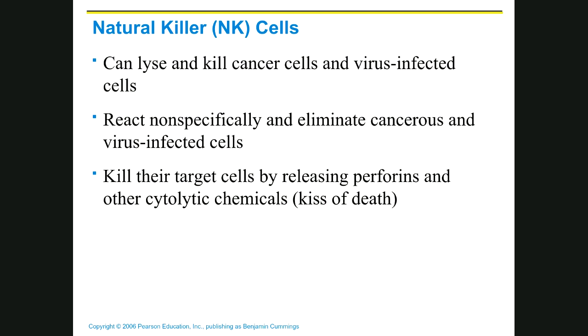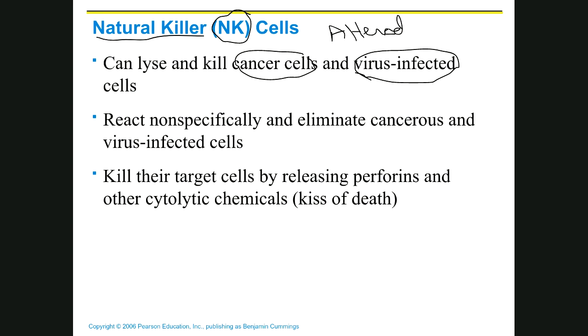We also have these other cells, which are called natural killer cells. Most of the time they're abbreviated NK cells. Natural killer cells can determine if cells are altered in some way. In other words, there's something wrong with the cell. Could be that it's infected with a virus. Could be that it's become a cancer cell. Well, once it finds one of these altered cells, it kills it. It's a killer cell. And the way it kills it is by releasing some compounds called perforins.